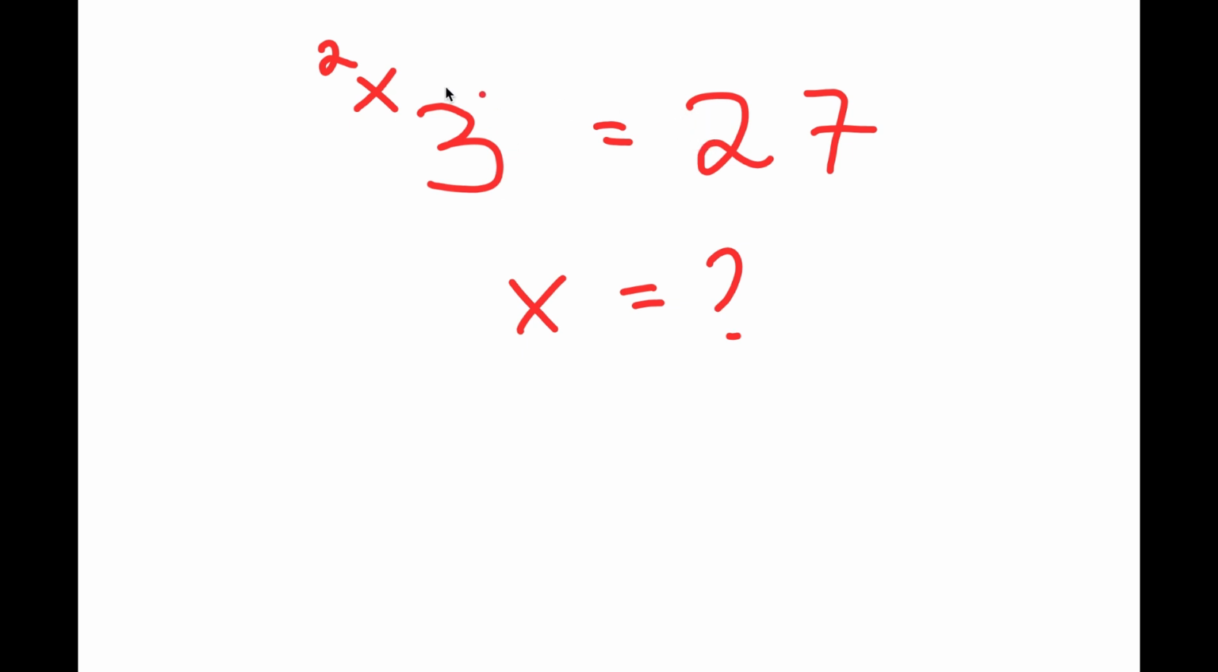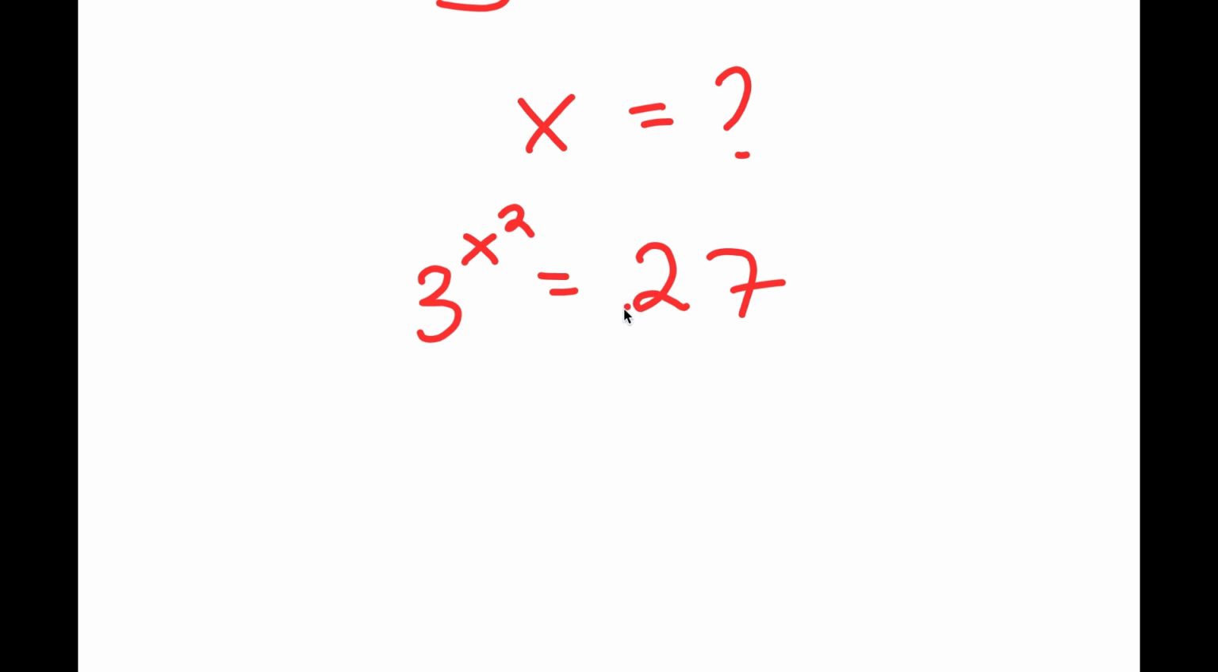So before we actually go by and solve for x, what we're going to have to do is rewrite 27 as the base of 3, because this is just like a normal exponential equation. Let's say we have 3 to the power of x squared equal to 27. To solve this, we're going to want to rewrite 27 in a base of 3. In this case, we're going to rewrite 27 as 3 to the power of 3.